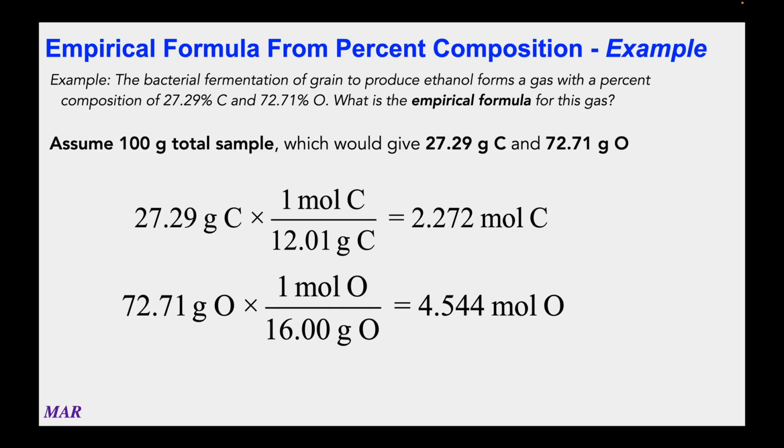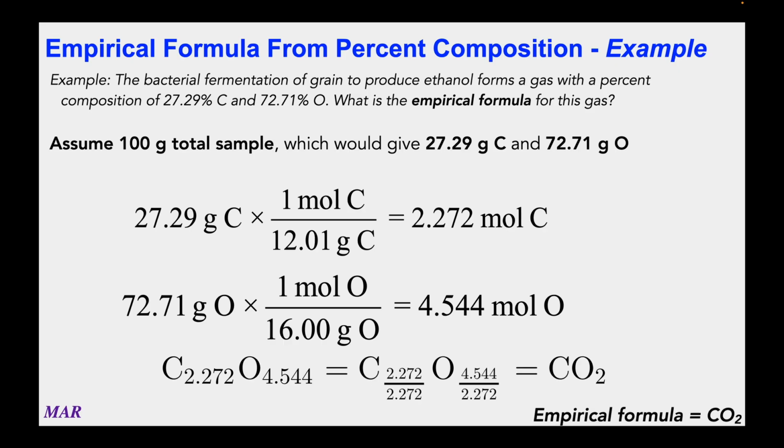So using my values, I ended up with 2.272 moles of C, 4.544 moles of O. And again, I got those molar masses from the periodic table, no big surprise. We'll then take both of those mole numbers and divide them by the smaller number, which here is 2.272. 2.272 divided by itself is 1. 4.544 divided by 2.272 is almost exactly 2. That means 1 carbon for every 2 oxygens. The empirical formula here is CO2.